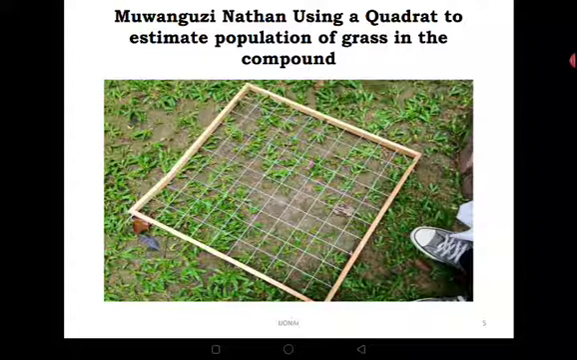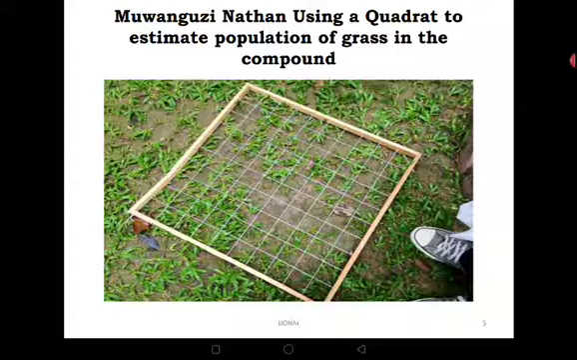If it is 50 meters squared, you can extrapolate by simply referring that if 1 meter squared is equal to this number, what about 20 meters squared? What will it be? So you'll be able to determine the population of organisms in your area.